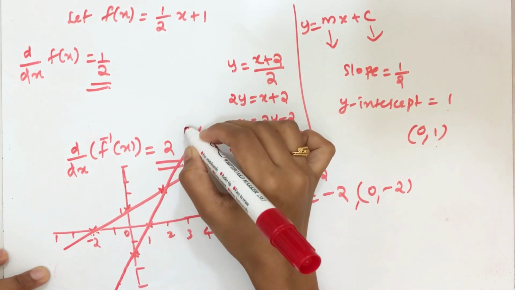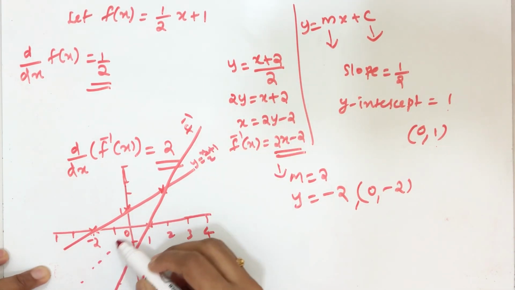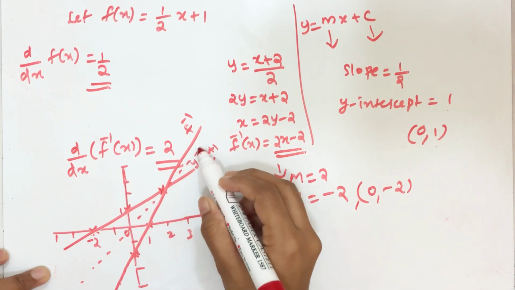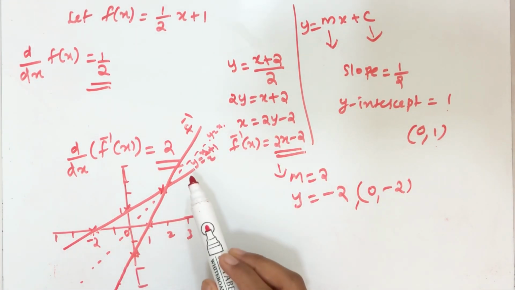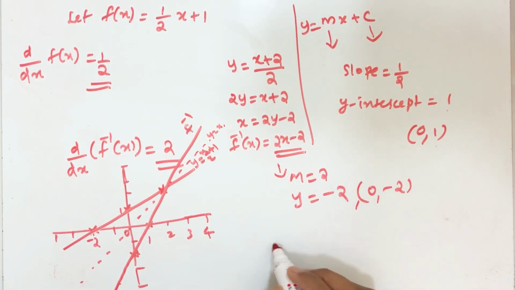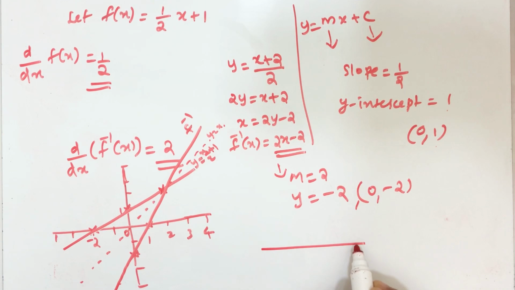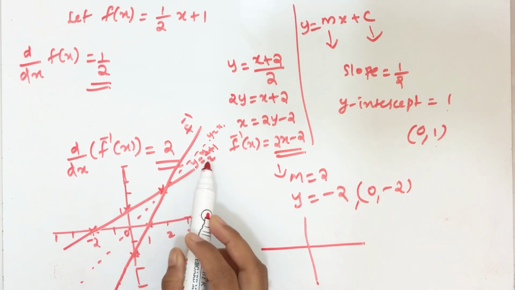This will be like this. This is f inverse or 2x minus 2. Here, our y equal to x line. Say this line is non-horizontal or non-vertical. Horizontal means a straight line parallel to the x-axis, and a vertical line means a straight line parallel to the y-axis. See, this is not a horizontal line nor a vertical line.